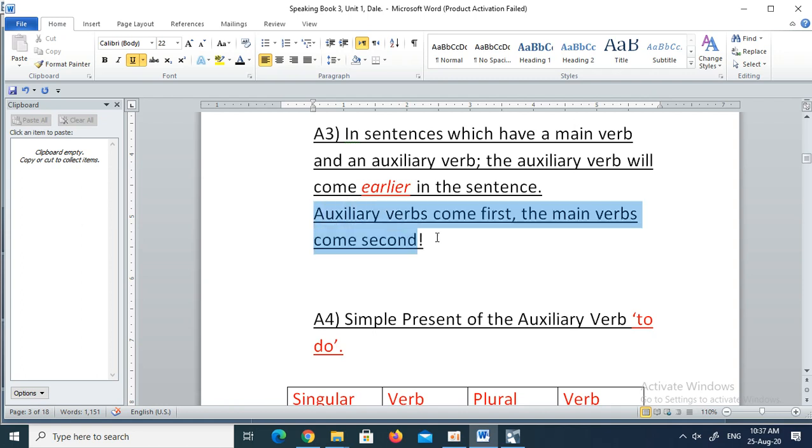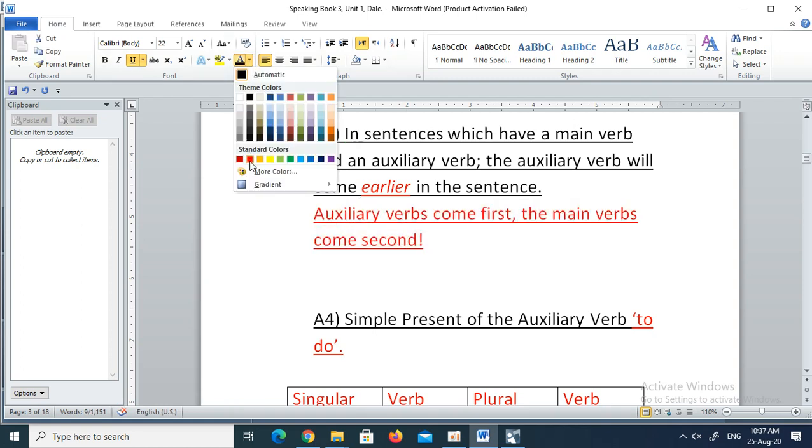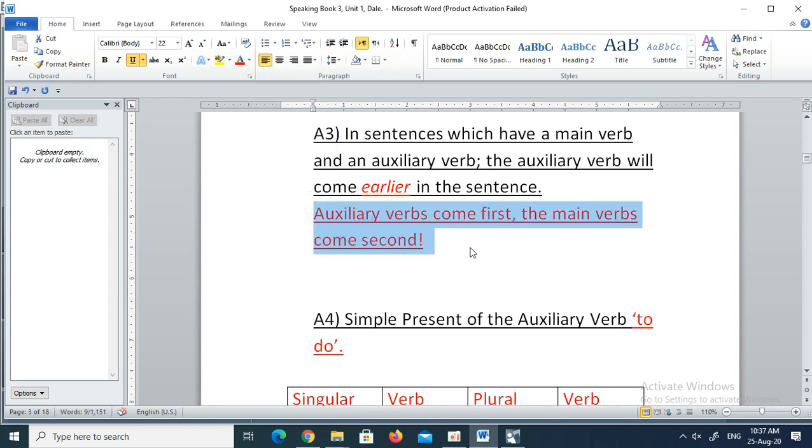That will help you understand which verbs are auxiliaries. You know they are auxiliary because they are coming first. And which verbs are main verbs? You know they are main verbs because they come second.